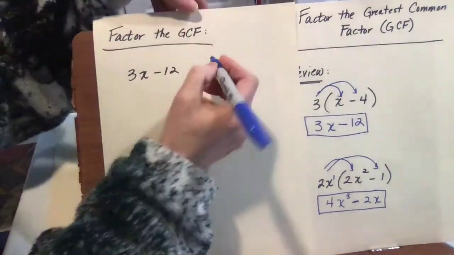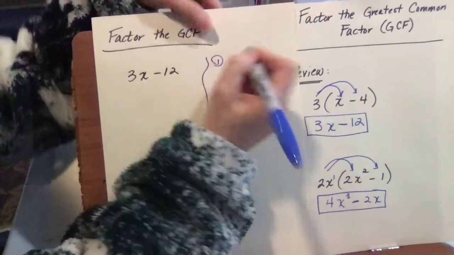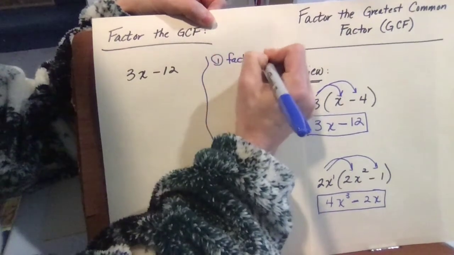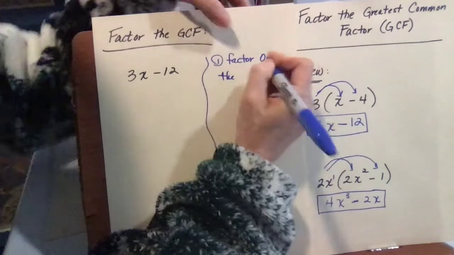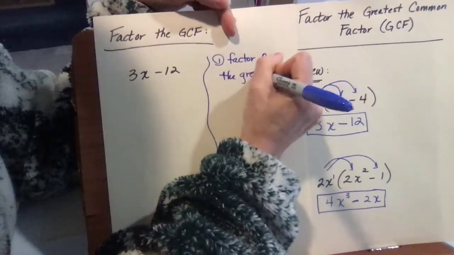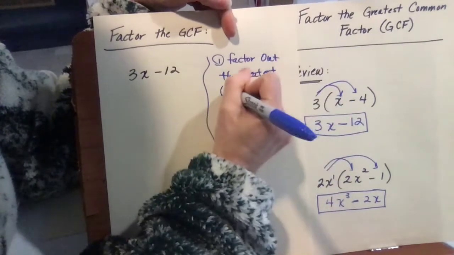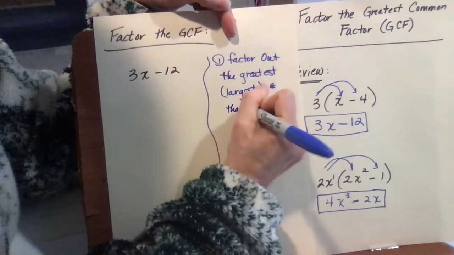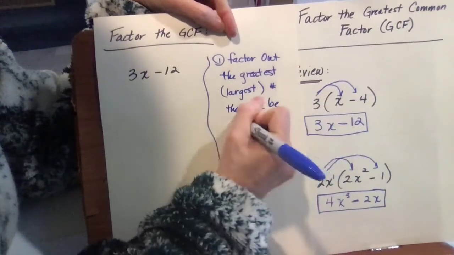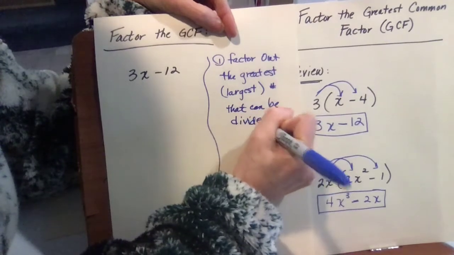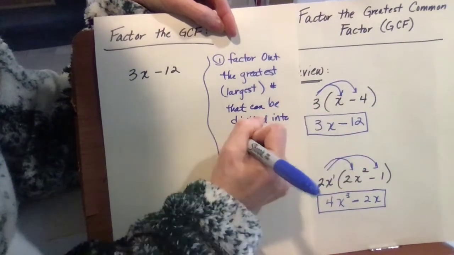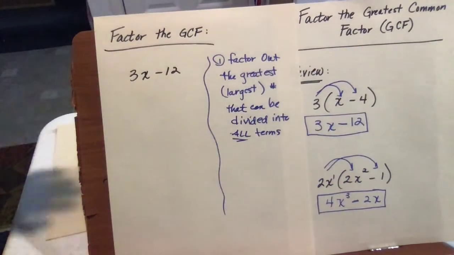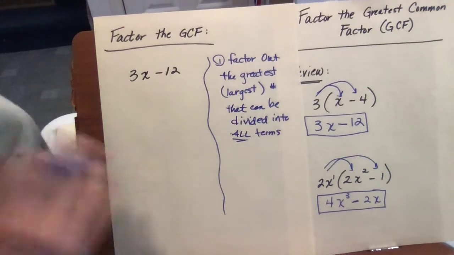All right, the greatest common factor. A couple of notes here. One, you want to factor out the greatest or largest number. So when we say greatest, we mean largest in math. So I'm going to put that in parentheses: largest number that can be divided into both terms or all terms. Okay, so that's important. Factor out the greatest or largest number that can be divided into all terms.